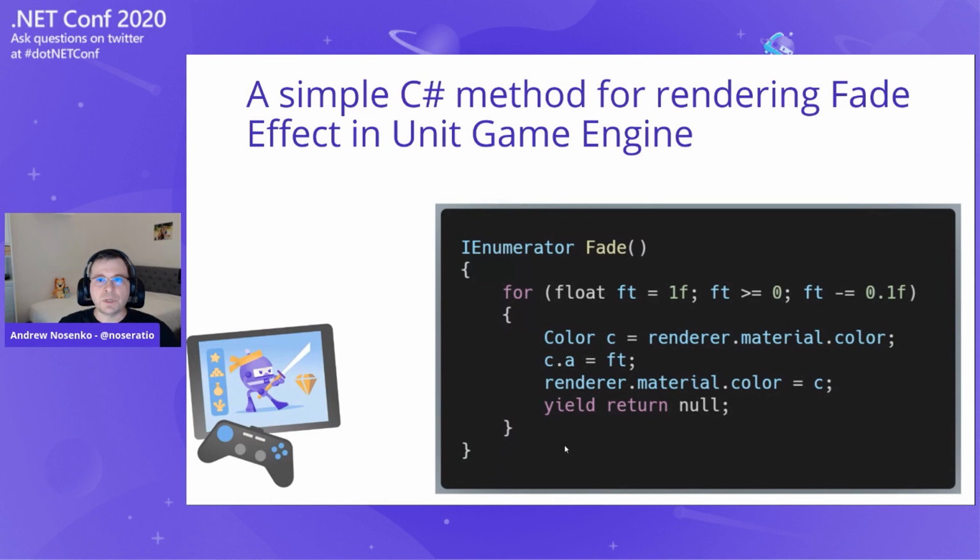I'd like to start with a very simple C# method for rendering a fade effect in the Unity game engine. So what's going on here? This looks familiar. This is an enumerator. This also looks familiar. We all use LINQ in C# to produce data sequentially. But why do we have this null as a result here? The answer is Unity doesn't use this method for generating data. It uses it to suspend the execution flow of this for loop to be resumed later, so we actually see the fade effect on the screen of the game or whatever it is.